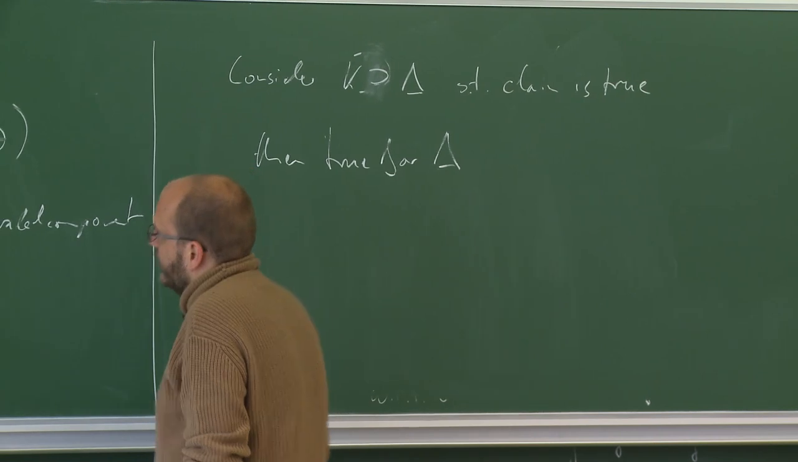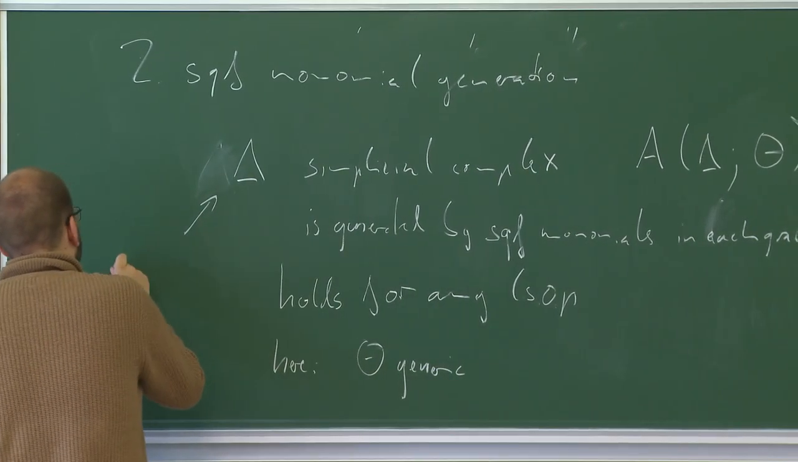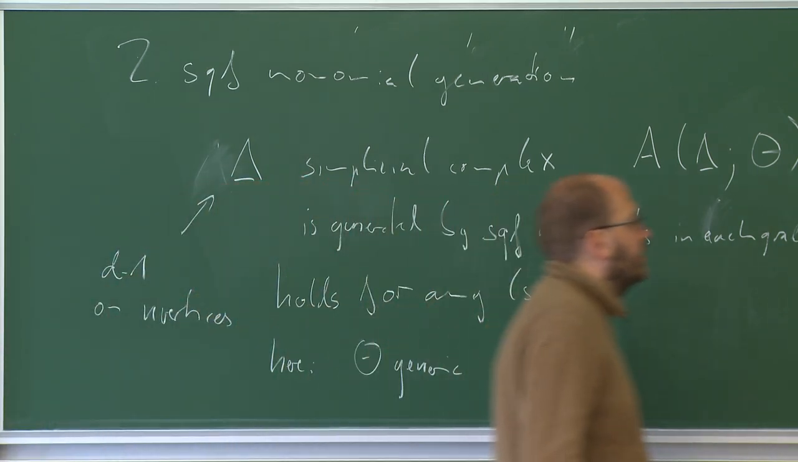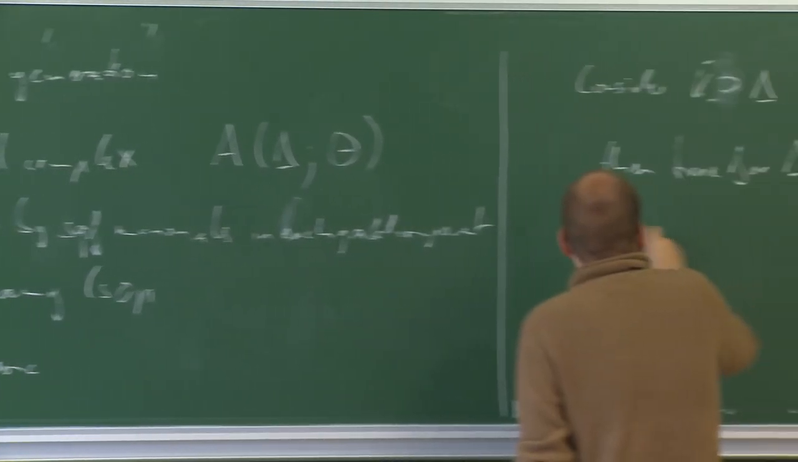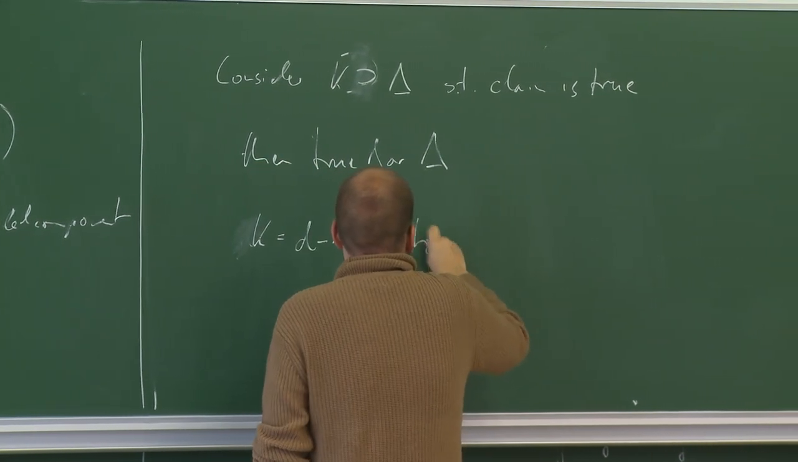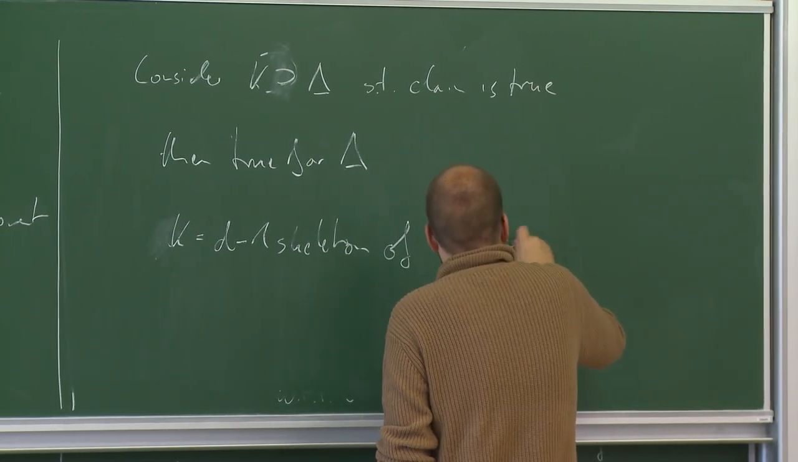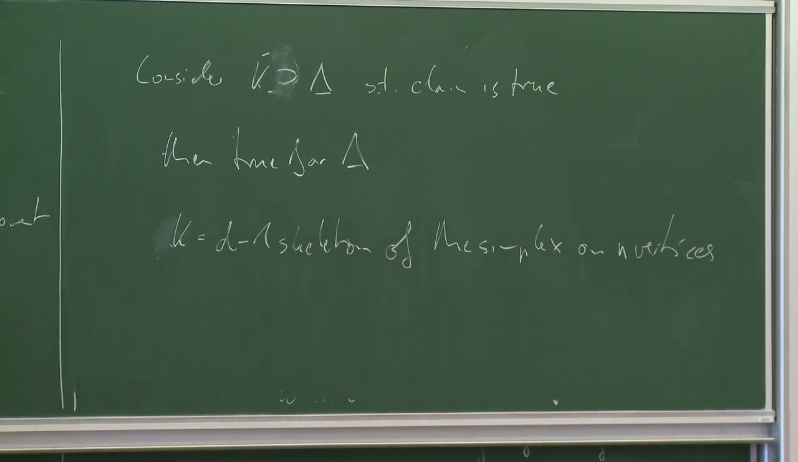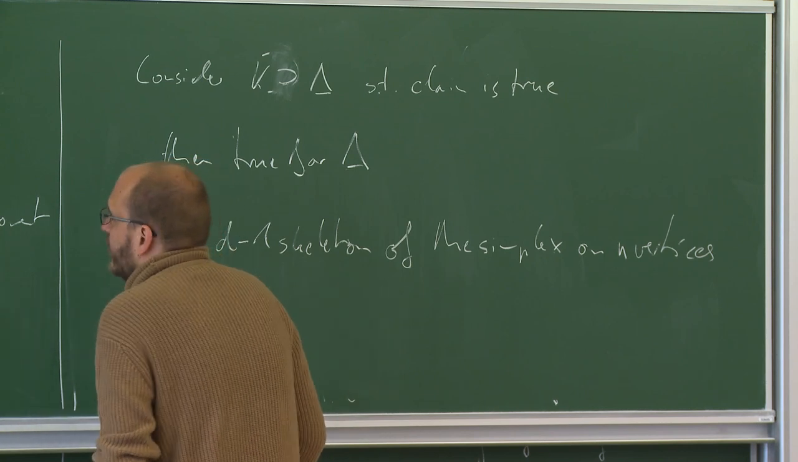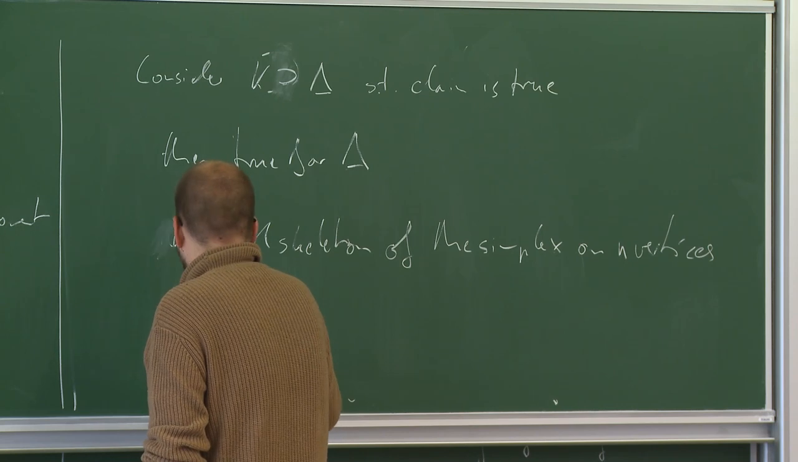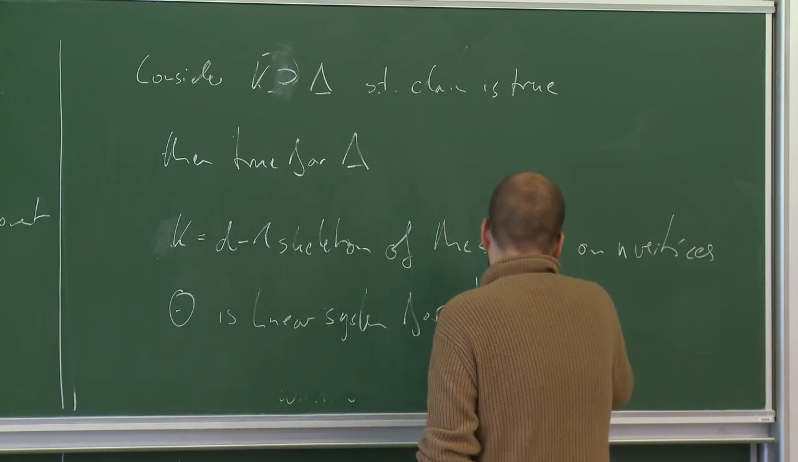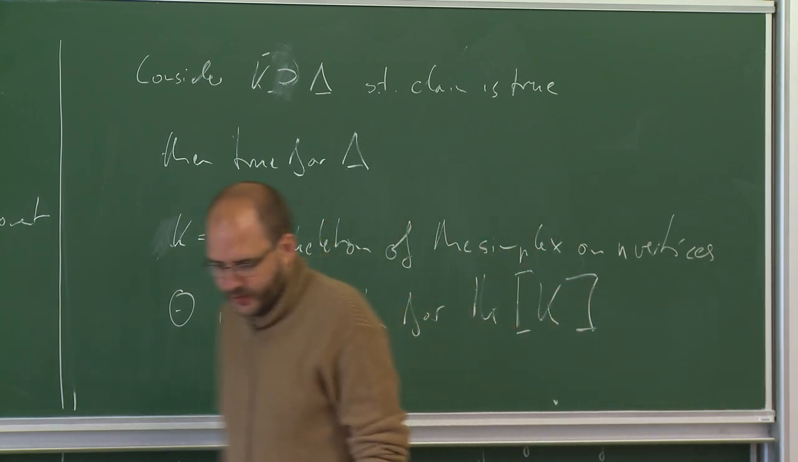Well, let's say delta is of dimension d minus 1 on n vertices. Then what I take for K is just the d minus 1 skeleton of the simplex on n vertices. And now, because I took theta generic, theta will be a linear system of parameters for K as well.